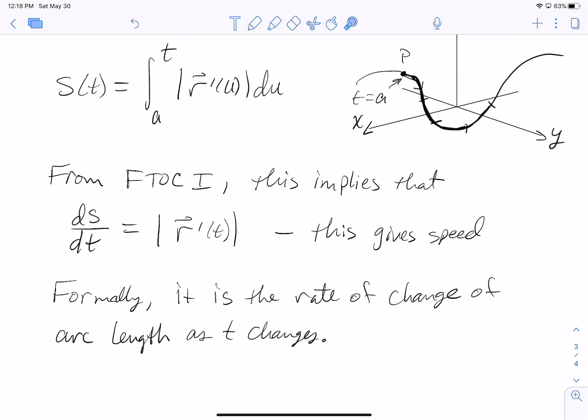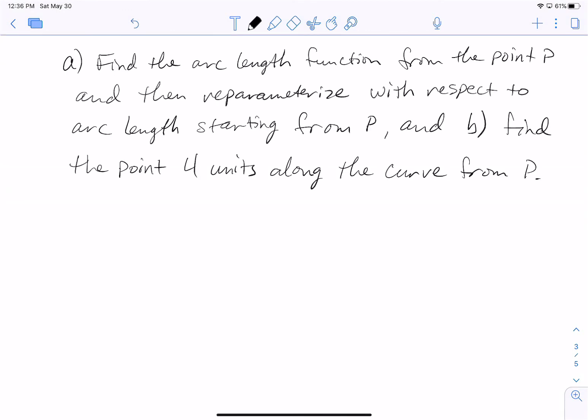Furthermore, by using the arc length function, we can reparameterize a curve in terms of the arc length, and we're going to look at that now. We're going to find the arc length function from a point P, and then reparameterize a curve with respect to arc length starting from P. After that, we're going to find a point 4 units along the curve from P.